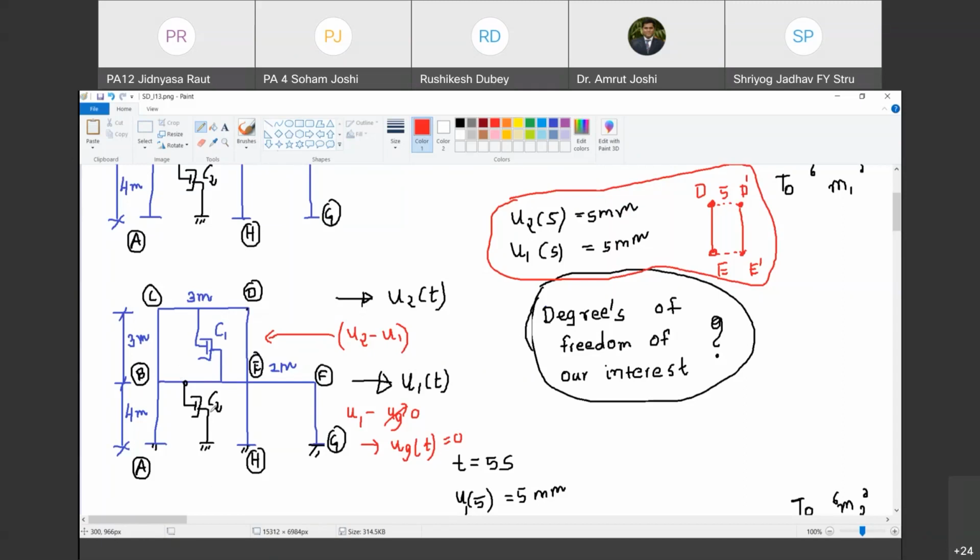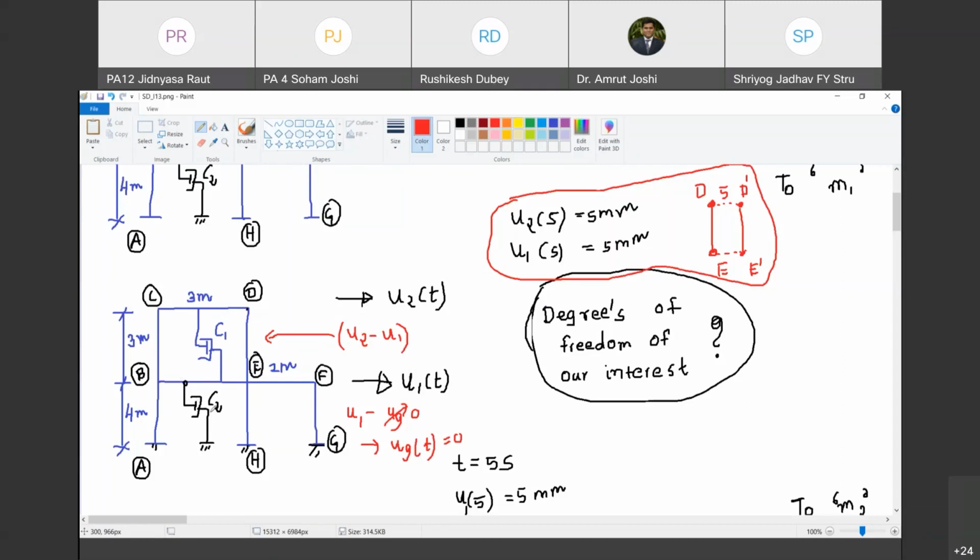Columns are stiffening elements. Do you agree with me? Yes, sir. However, these dampers don't have any stiffness, but the forces do get induced in them on account of what? Why do forces come in a damper element? Because of velocity. Do you agree with me?